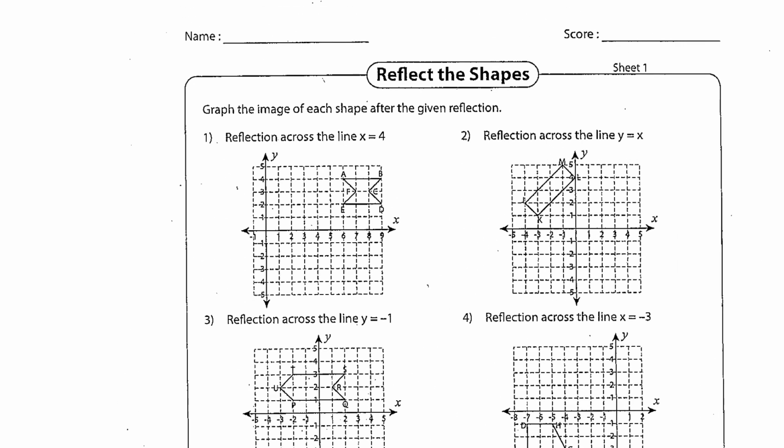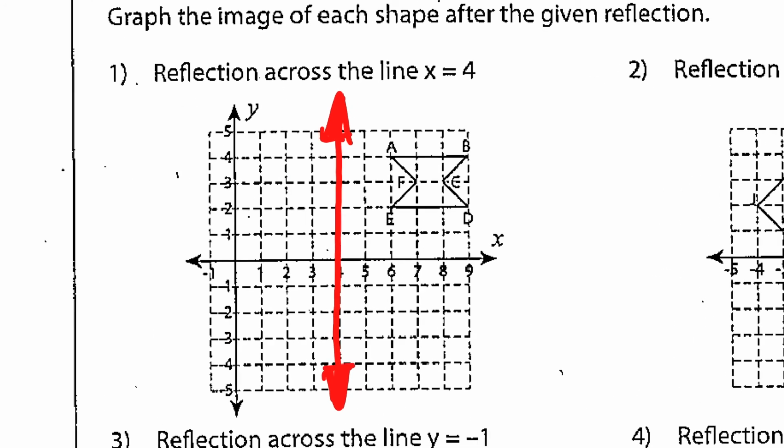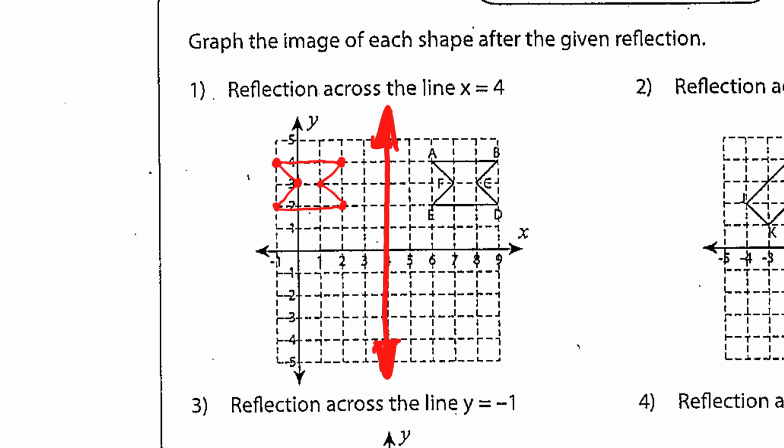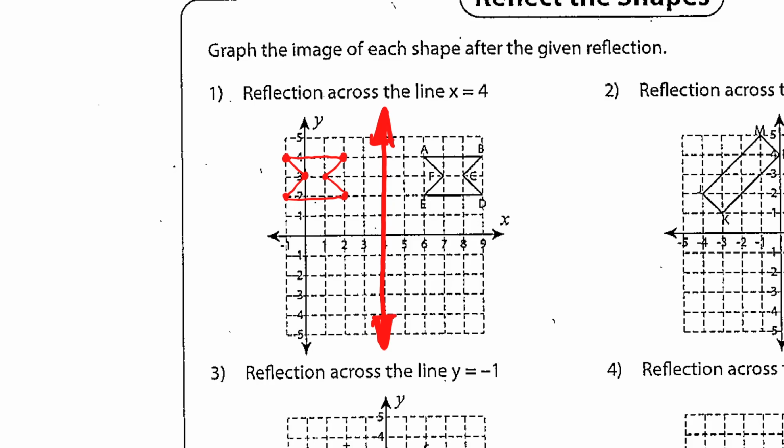Number 1 says reflect across the line x equals 4, which is this line right here. Okay, so I'm just going to quickly count. A is 2 away, so I'm going to go 2 to the other side. And so A prime is right there. B would be 5, so it's going to be right there. C is 1, 2, 3, 4. This is 3, this is 5, and this is 2. So it's like this. And you can see how that got flipped over that line of reflection there.